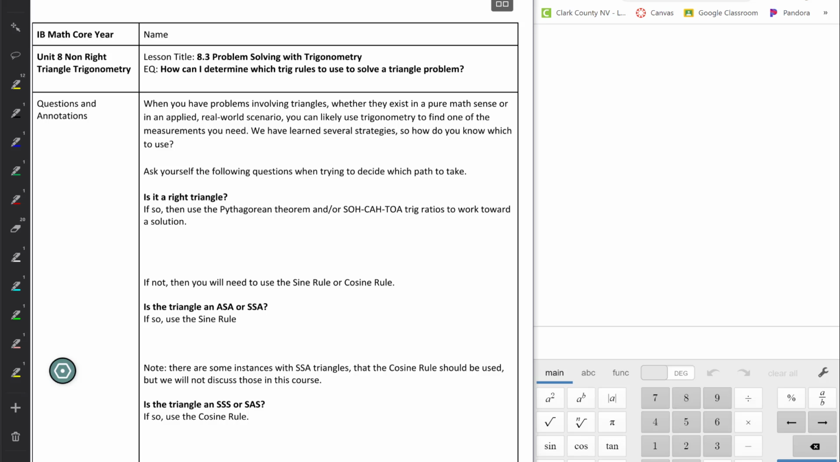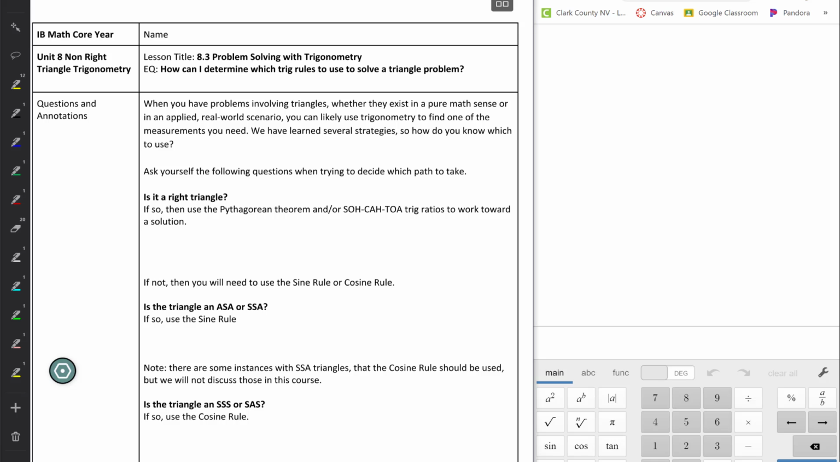Today we're talking about problem solving with trigonometry, and our EQ is how can I determine which triangle rules to use to solve a triangle problem? I know you guys all have triangle problems every day. I know I do. But when you do have problems involving triangles, whether they exist in a pure math sense or an applied real-world scenario, you can likely use trigonometry to find one of the measurements that you do need.